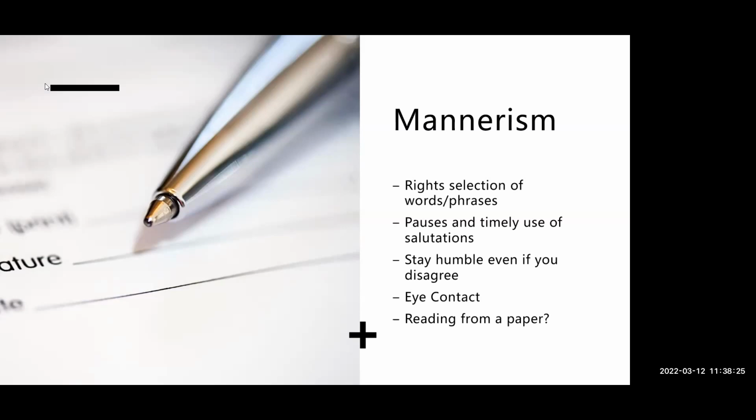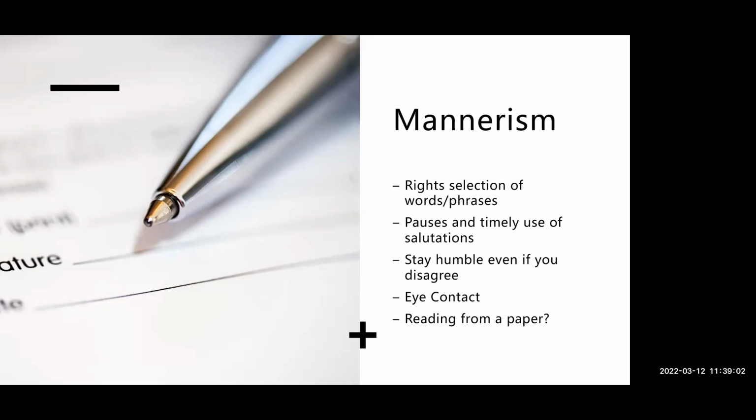Right selection of words and phrases. The reason I'm saying this is that sometimes students use certain words which are impolite, and sometimes they use certain words which are not traditional in that kind of moot. For example, I've often seen students use this: I would like to present my arguments in three limbs. The first limb, second limb, and so on. And limb will work if you're doing an arbitration because that is not very formal. But if you're doing an international moot before the ICJ or a national court, like the Supreme Court or High Court, limb is a very informal word, okay?